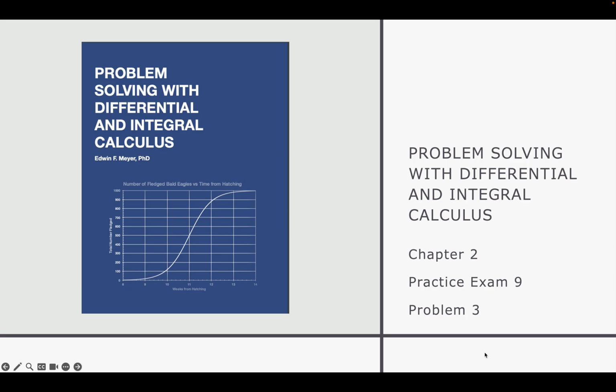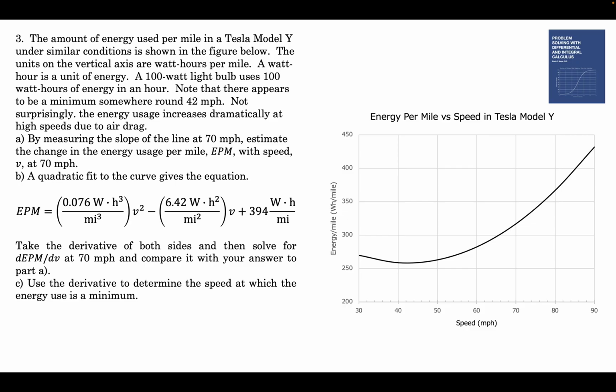This is a walkthrough of problem 9 on practice exam 3 of chapter 2 in the book Problem Solving with Differential and Integral Calculus. We have the energy usage per mile in a Tesla Model Y. So there's a minimum, and the faster you go, the energy usage goes up, and the slower you go from about 40, the more energy that you use.